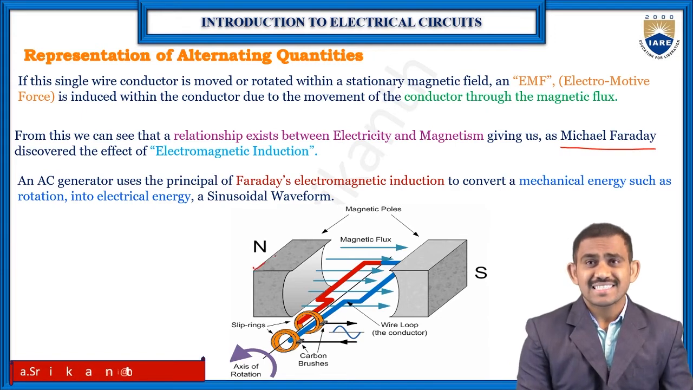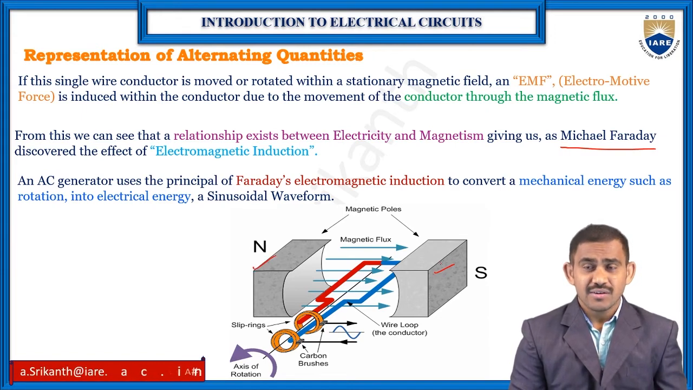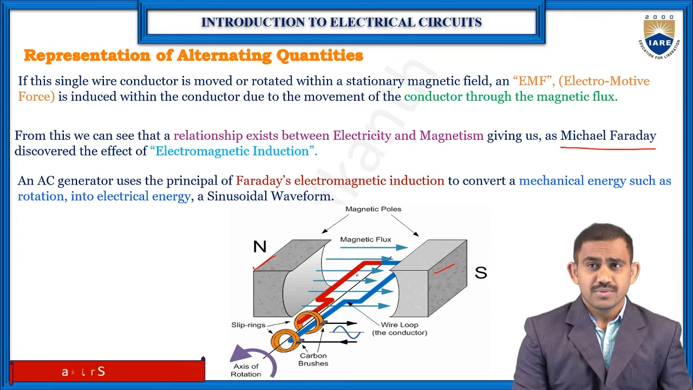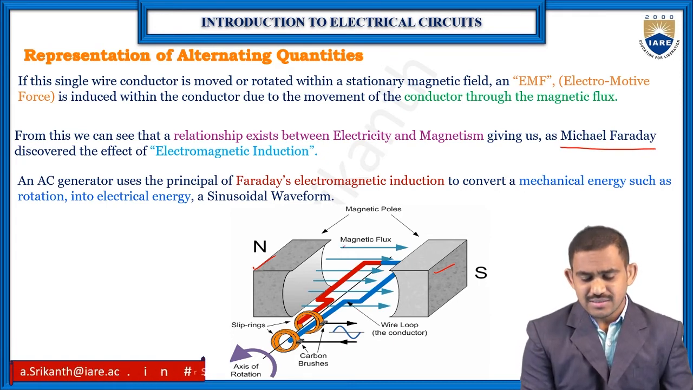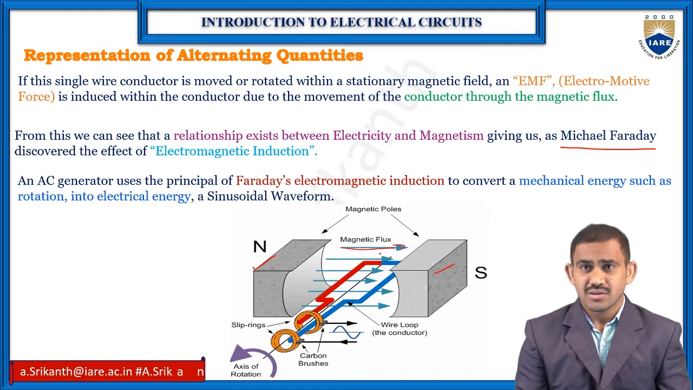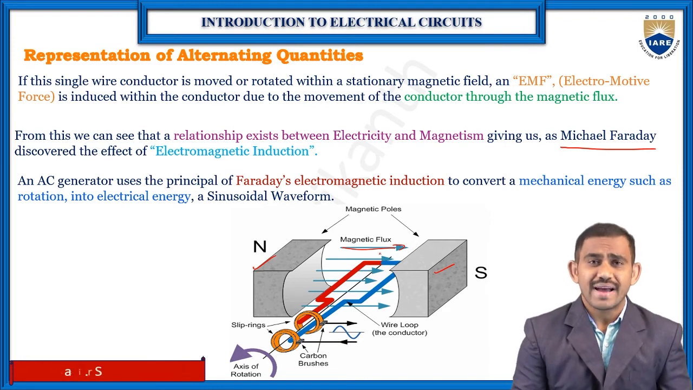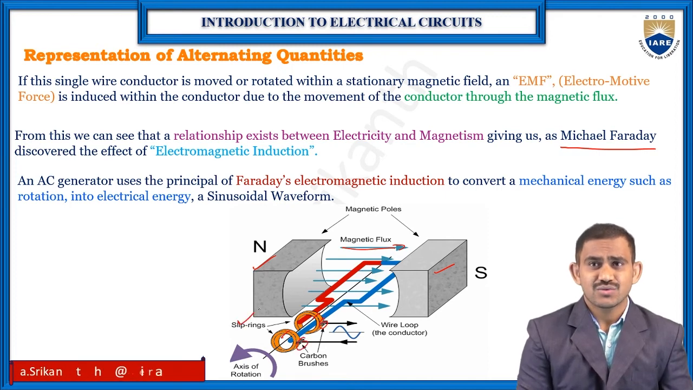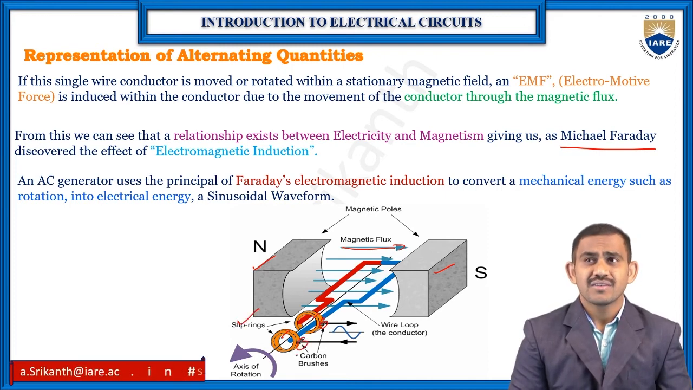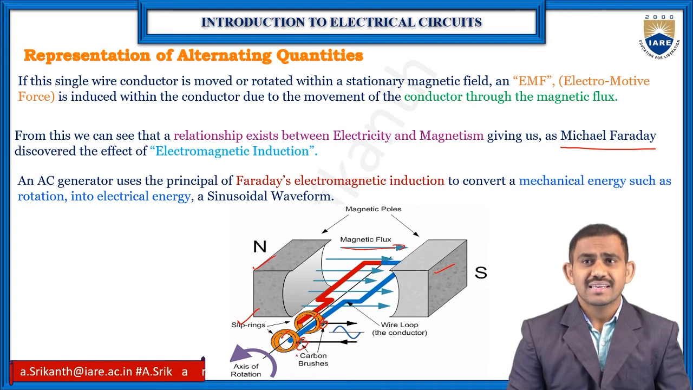We have the north and south magnets, and in between we have the wire loop, and you can observe the magnetic flux also. When we rotate the wire, we get some EMF using two slip rings as well as brushes. So slip rings we have and brushes we have, and from this we get some EMF.